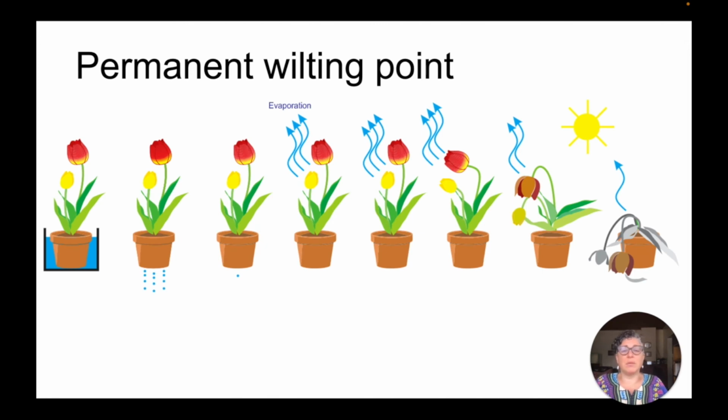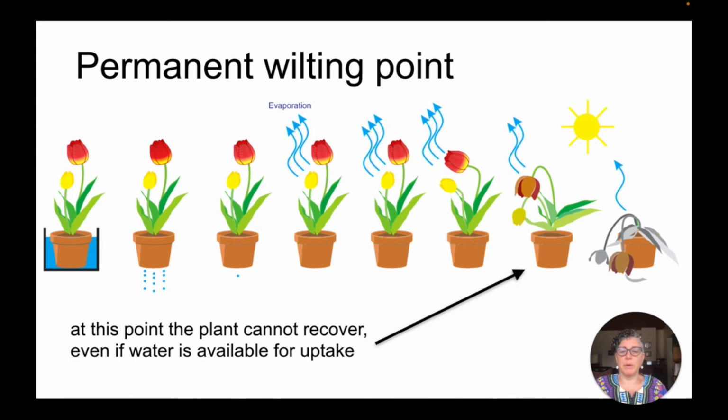So let's talk about what's called a permanent wilting point. Okay, so in this little diagram here, we've got a plant. It's absorbing water. Water is evaporating out due to the sunlight. Now, I'm sure you all know that if a plant has wilted and you put water in it, it can stand upright again. But there is a certain point where it will die, even if you try to put water into the plant. And this is called the permanent wilting point. At this point, the plant cannot recover, even if there's water available for uptake.